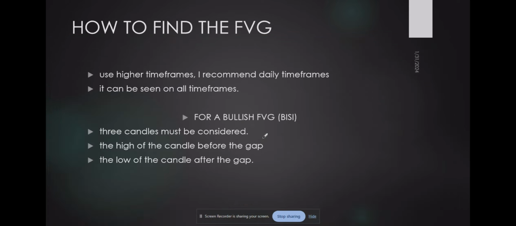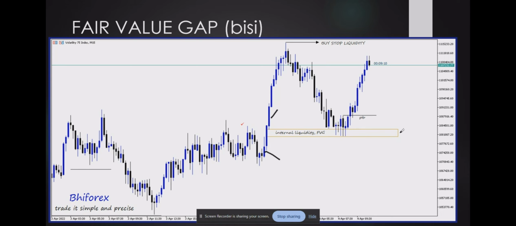This is the candle after the gap, and this is the low. So you take a horizontal box like that, draw it forward, and pick it between the low and the high of the candle before the gap. So the candle in between them is the one that created that inefficiency. Okay, and then you draw it forward.